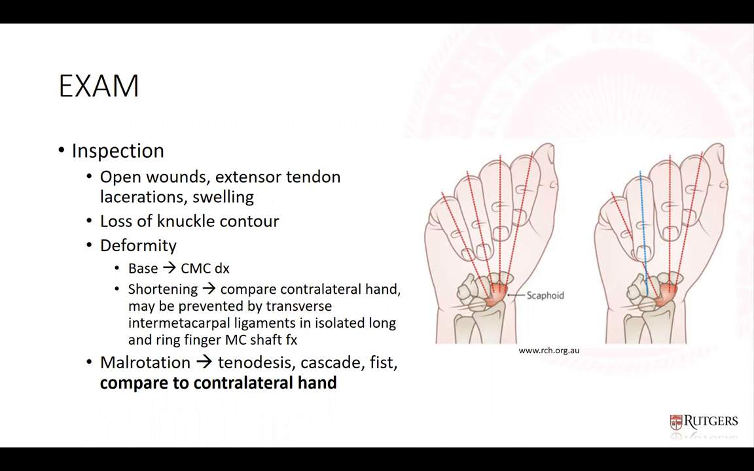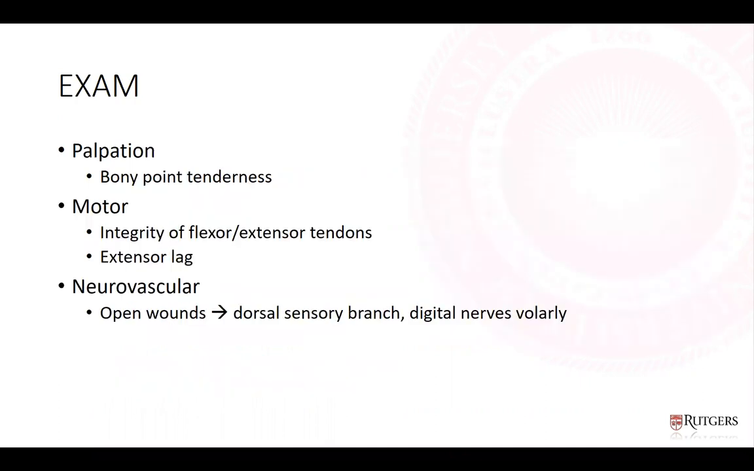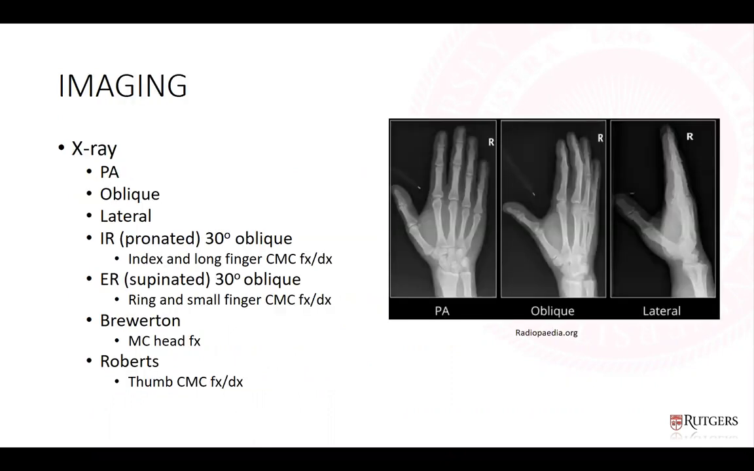As I mentioned, on flexion of the digits, all the fingers should be pointing towards the volar scaphoid tubercle. This can be assessed by the tenodesis effect or having the patient make a fist. Overlap of the digits can be normal in some patients, so it's extremely important when possible to compare to the contralateral hand. As with any fracture, bony point tenderness should be a clue to location of injury. Motor exam should assess the integrity of the tendons and look for any extensor lag that may be present. A neurovascular exam is also key, especially in the case of open fractures.